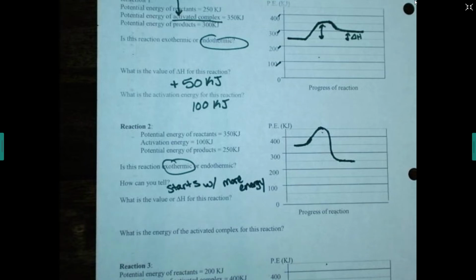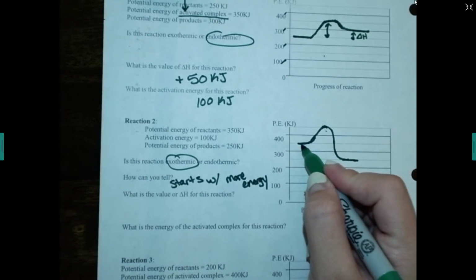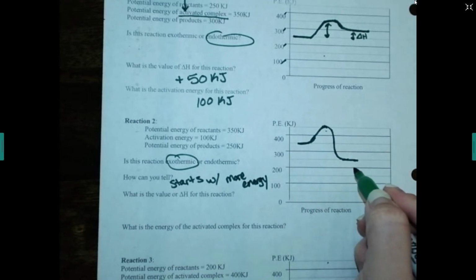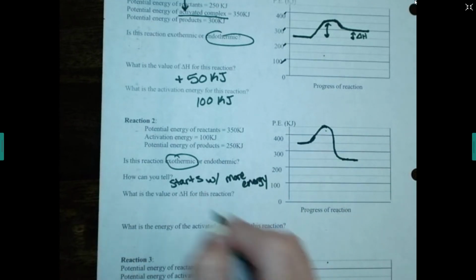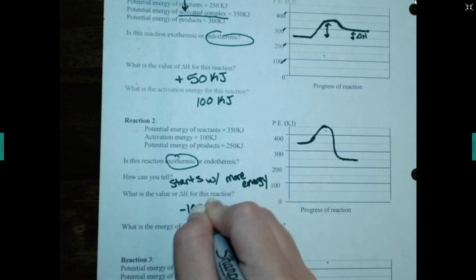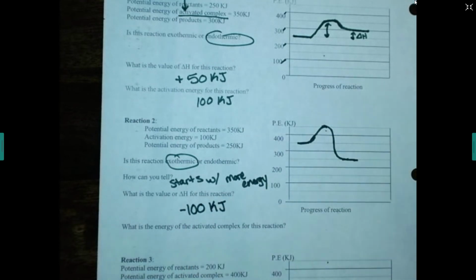What is the value of delta H for this reaction? So delta H, remember, is the difference between where you start and where you end. So I started at 350, I ended at 250, right? So I went down 100 kilojoules, but it's negative. Why is it negative? Because I basically lost 100 kilojoules. So when it's exothermic, your delta H is always negative.